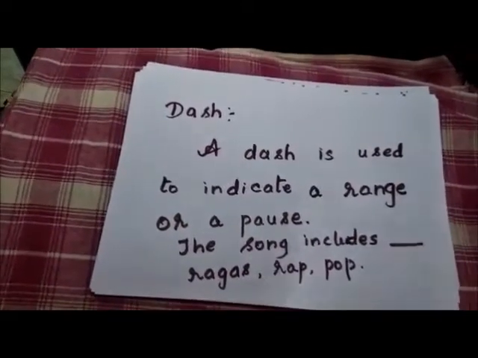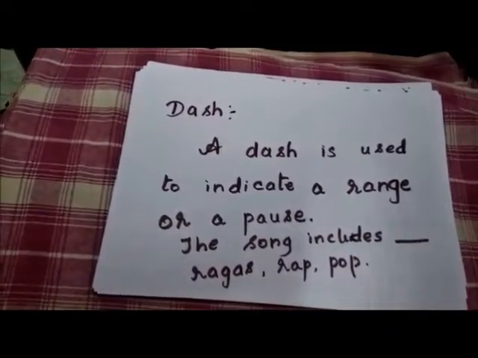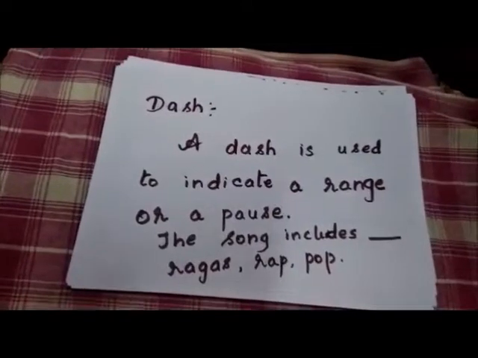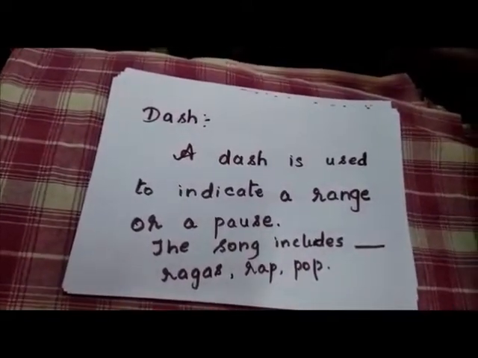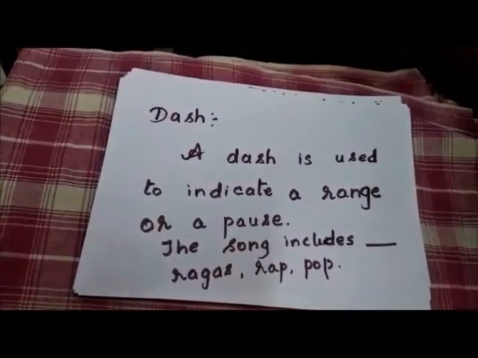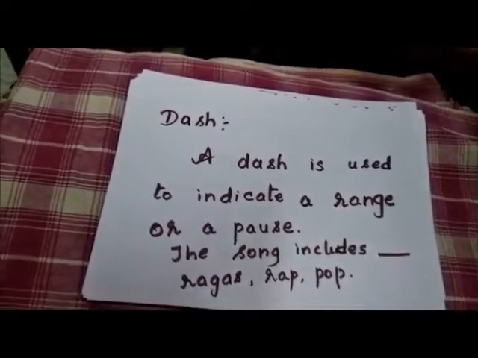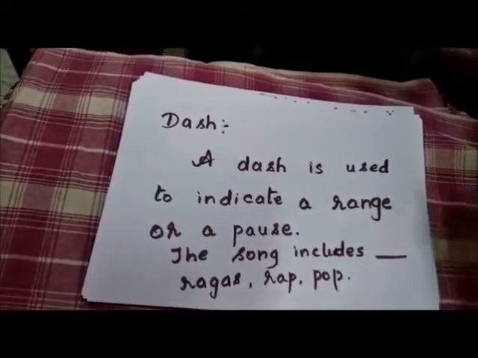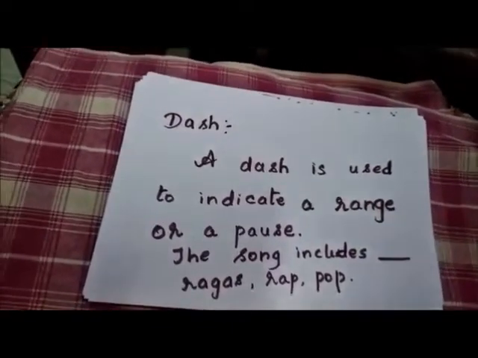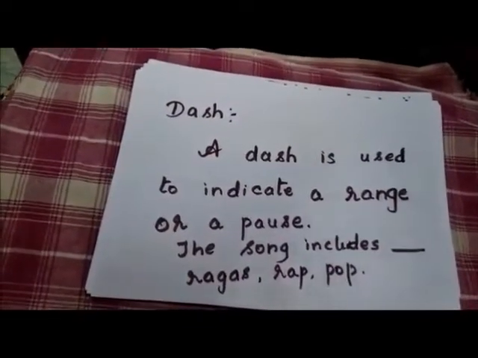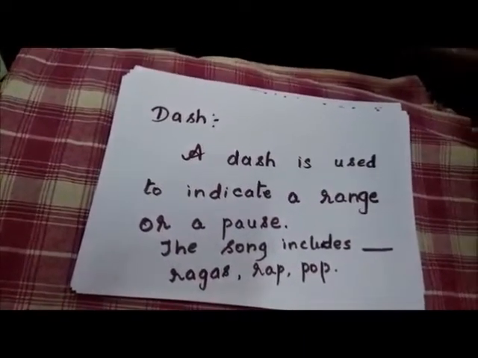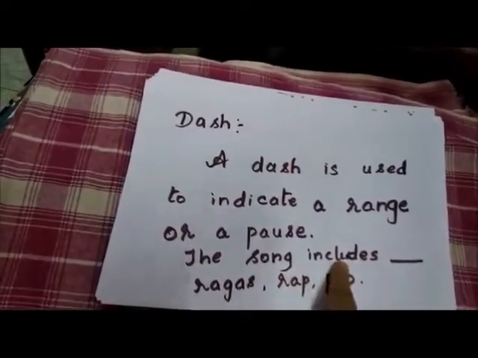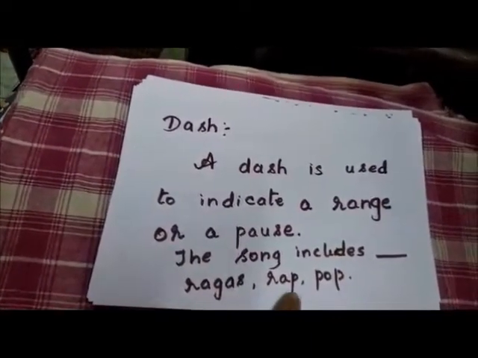Now where are these dashes used? We come across dashes in our day-to-day life. When we read newspapers, we come across dashes in very many situations. A dash is used to indicate a range or a pause. For example, you want to break the sentence in some place. For that you use a dash. The song includes ragas, rap, pop.